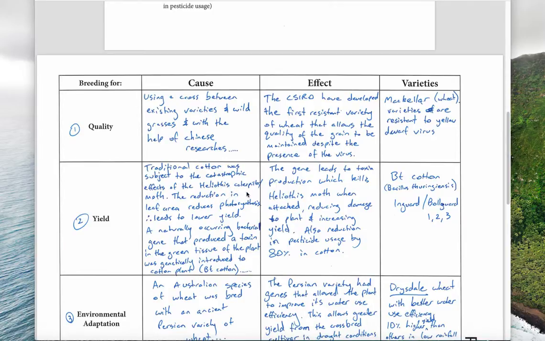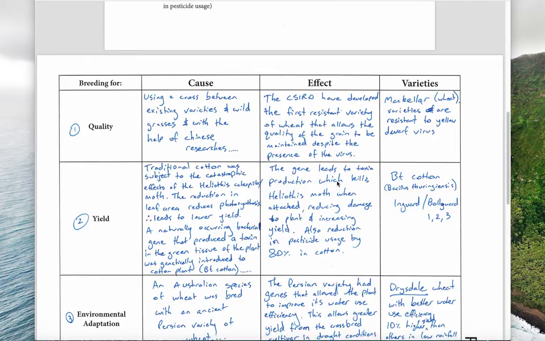Some farmers would spray 15 to 20 chemical pesticide sprays per season to ensure that the Heliothis was reduced, because it was a really big problem. So as we said, the reduction in leaf area leads to reduction in photosynthesis and therefore lower yields. And it's a naturally occurring bacterial gene. This is Bacillus thuringiensis, and it produces a toxin in the green tissue of the plant, and it was genetically introduced into the cotton plant.